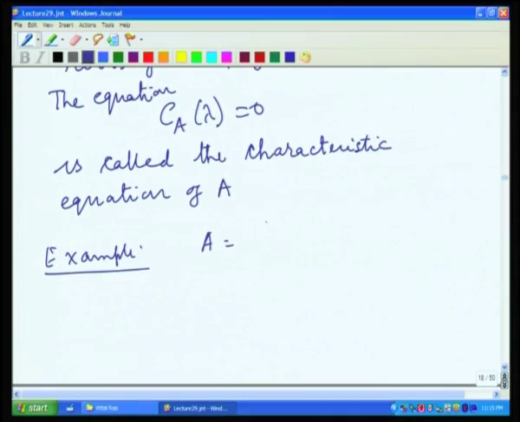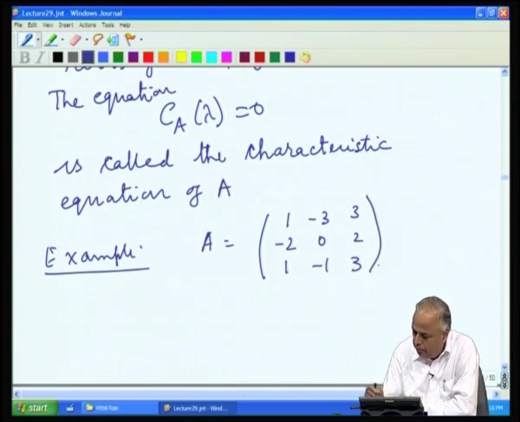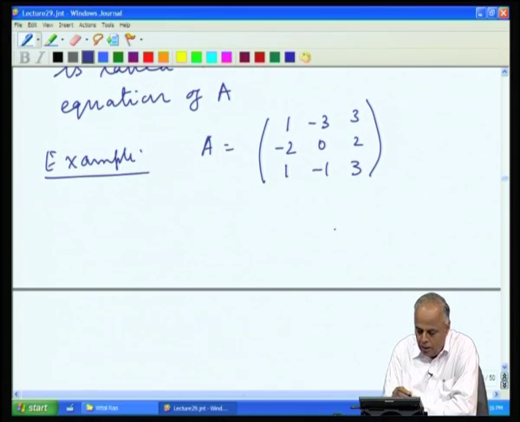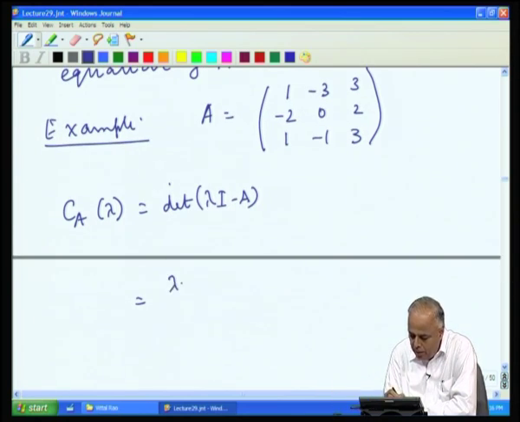Now, if you look at a simple example, one of our earlier examples, if you take the matrix A with rows 1, minus 3, 3; minus 2, 0, 2; 1, minus 1, 3, then what is C A lambda? It is the determinant of lambda I minus A. So, what is the determinant? It is lambda minus 1, 3. We have to negate A and stick lambda along the diagonal.